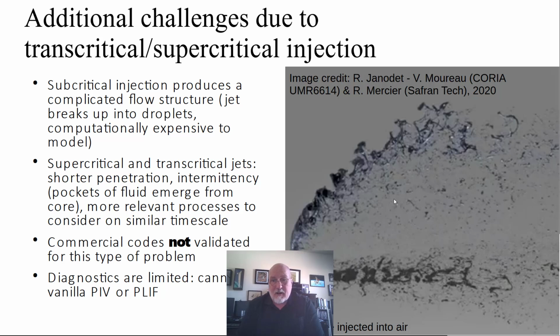For supercritical and transcritical jets, phase transition of the injected material also becomes very important and happens on the relevant time scale, so you have to model that. Plus, you also get some intermittency. Although the penetration length of your jet may become shorter, there will be pockets of fluid popping from the core of that jet and propagating further into the flow. Commercial codes cannot really handle this. They are not validated for this problem, and sometimes they will also lack the computational oomph.